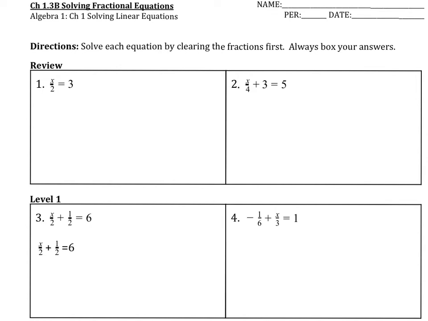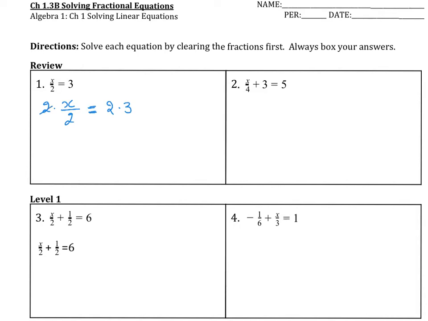Review number 1. To solve x divided by 2 equals 3, we are going to do the opposite operation, which is multiply 2 on both sides to cancel the 2 from the bottom. Remember that we are going to use the inverse operation. If it is a division, then you will multiply 2 on both sides. And if it's multiplication, then we divide the same number on both sides.